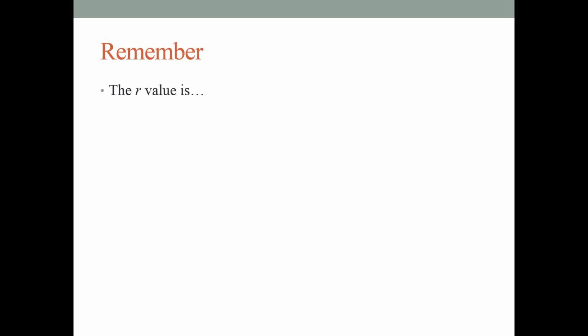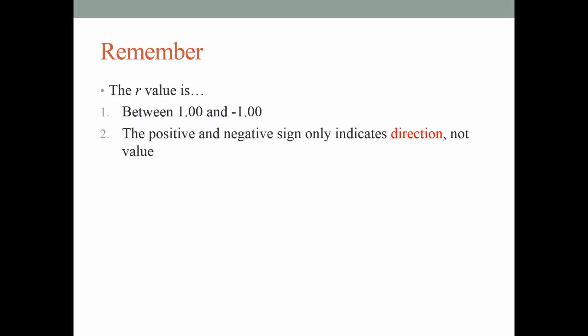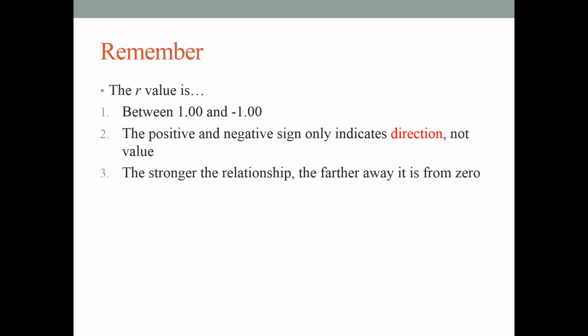All right, now remember that the R value is first between +1 and -1. Okay, and the positive and negative sign only indicates direction, not value or strength. Finally, the stronger the relationship, the farther away it is from 0. For example, 0.45 and -0.45 have equal strength, just different direction.